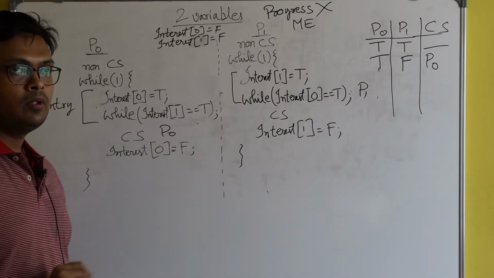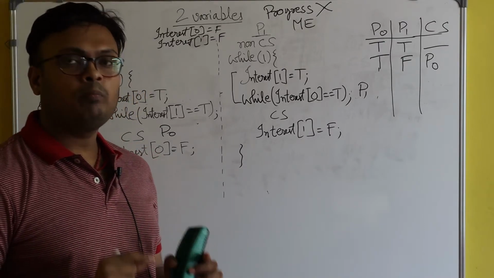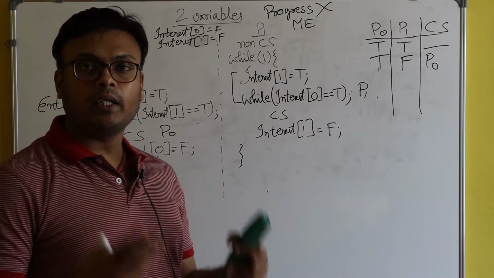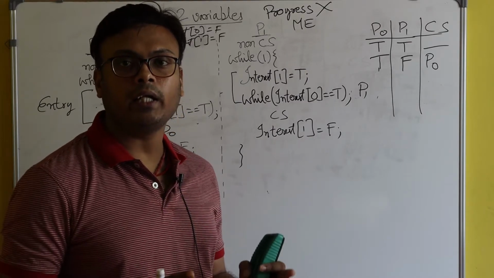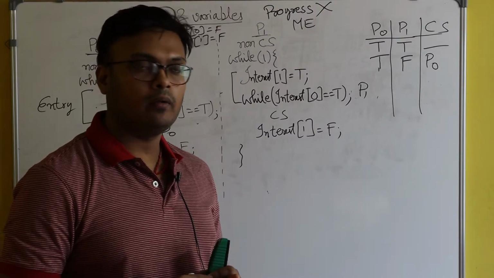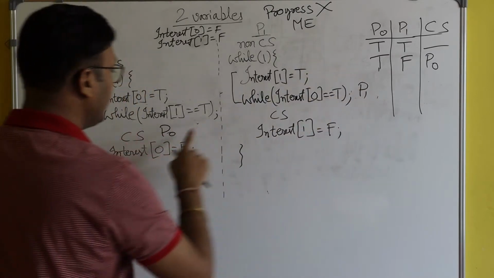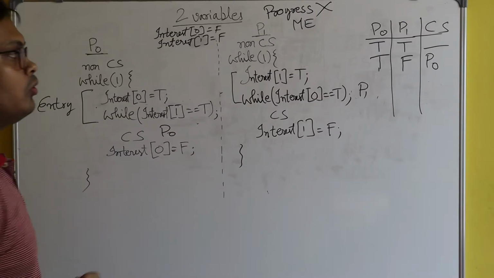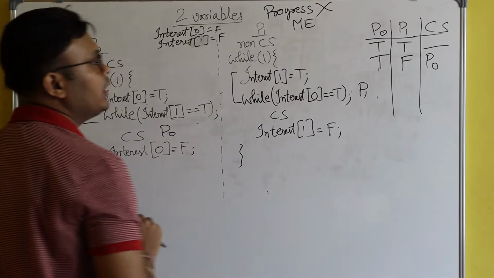So from here, try to understand one thing: if a process is interested to enter inside the critical section, then it can only enter if the other process is not interested. You see here, P0 could enter inside the critical section when P1 was not interested.